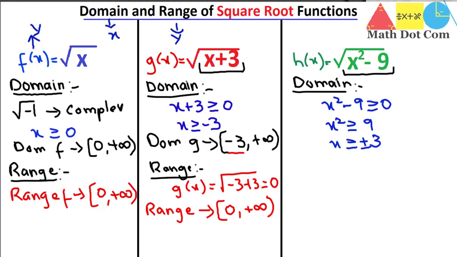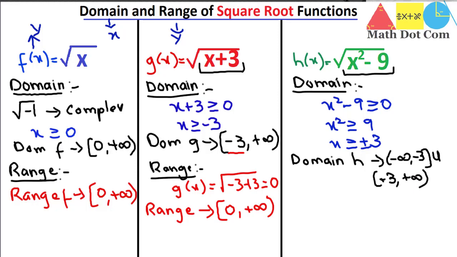When we take the square root on both sides, we get the two signs, plus 3 and minus 3. So if I convert this into the domain, the domain of h will be from minus infinity to minus 3, including minus 3, union plus 3 to plus infinity.